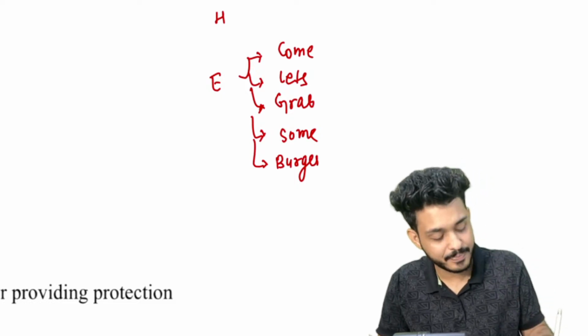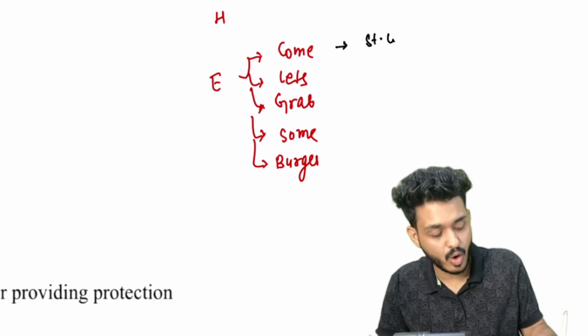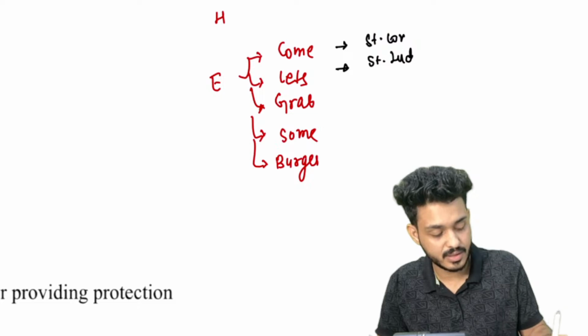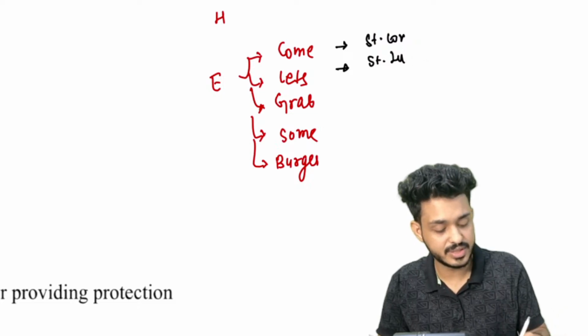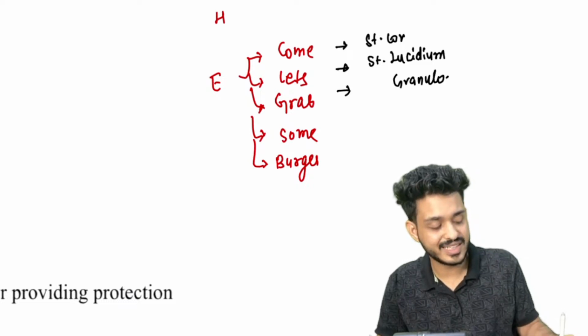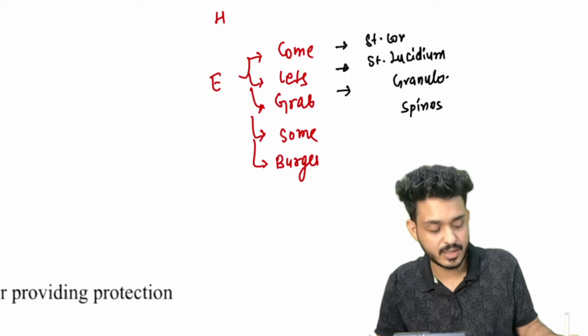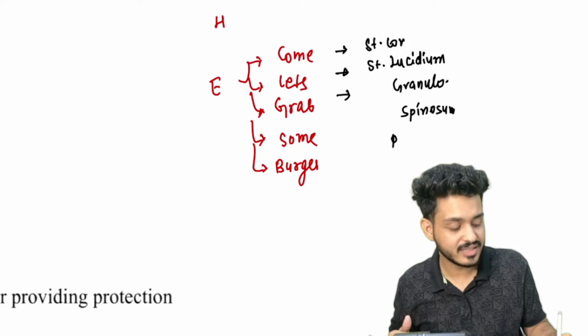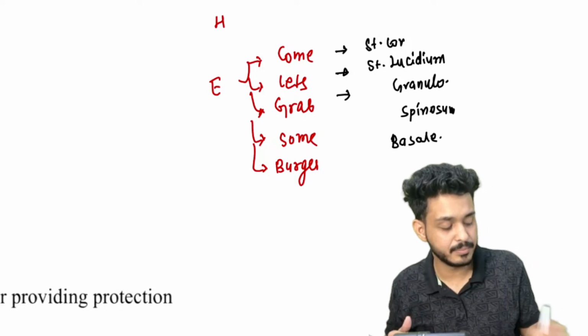Okay, first, come is your stratum corneum, second is your stratum lucidum, third is your stratum granulosum, then stratum spinosum. The meaning of stratum is layer. Lastly, we have bachcho, that is stratum basale.